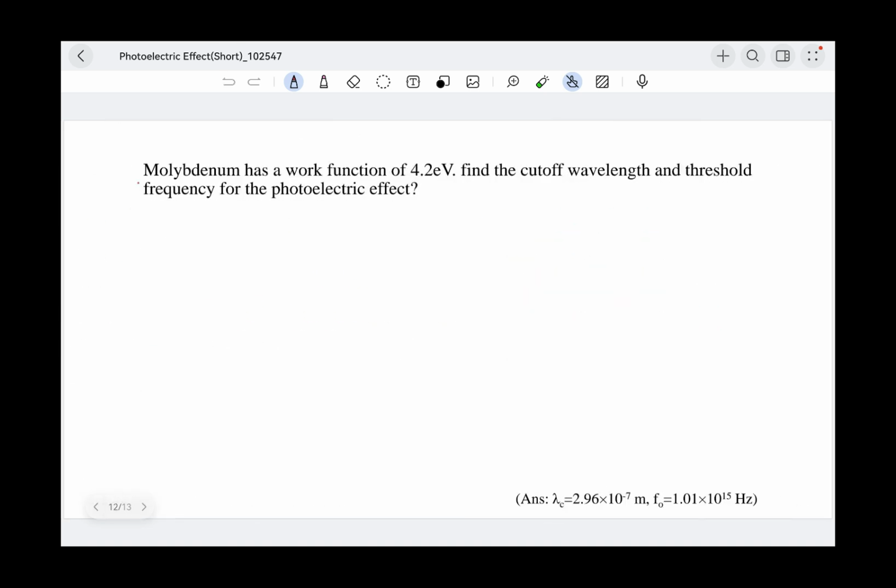Last problem. Molybdenum has a work function of 4.2 electron volt. So 4.2 electron volt converted to joule may be useful, times 1.6 times 10 to the power of minus 19. So this is in joule. Okay, that's good. Find the cutoff wavelength lambda naught, and also the threshold frequency, the f naught, we have to find for the photoelectric effect.